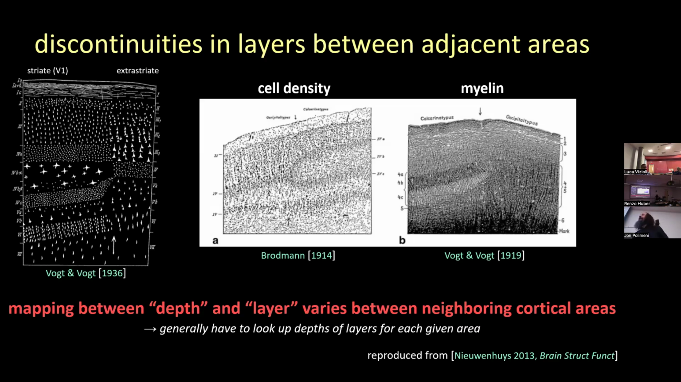And so what do you do? You've got to look it up. Generally you have to look up the depths of the layers for any given cortical area. It's not consistent, even between V1 and V2.